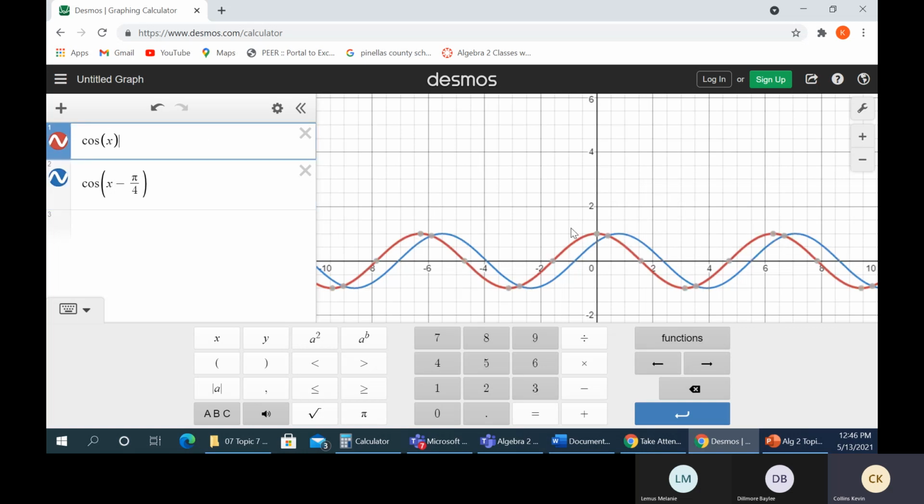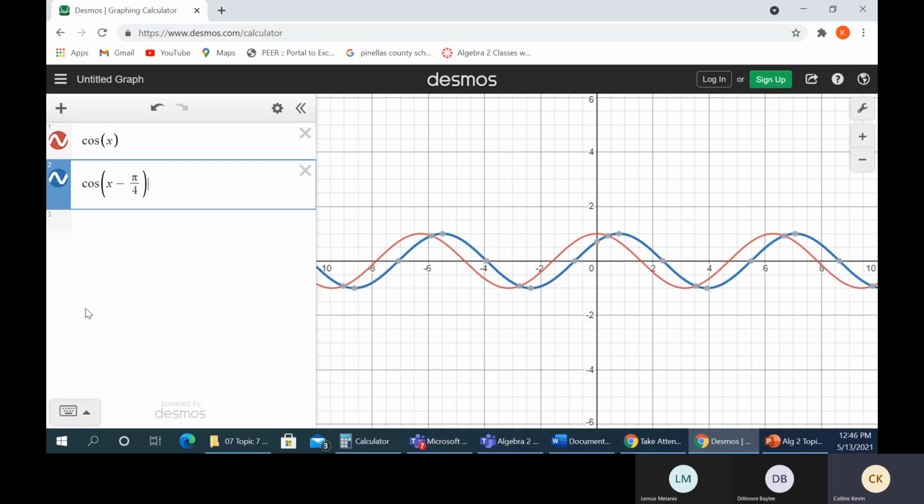So notice here that we top out at 0, 1, and over here we top out at pi over 4, 1. So we shifted to the right, pi over 4. Let's get this guy out of the way so we can see. So does that make sense? It's not any different than any other function. It moves it left and right. So in this case, it moved us to the right. And if we were doing degree measures, it would have moved us over 45 degrees.